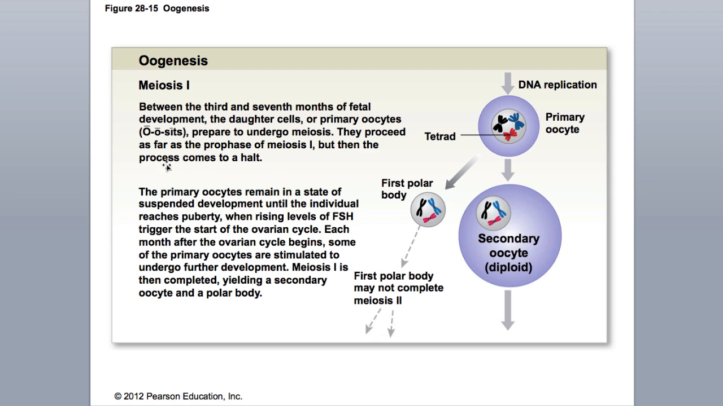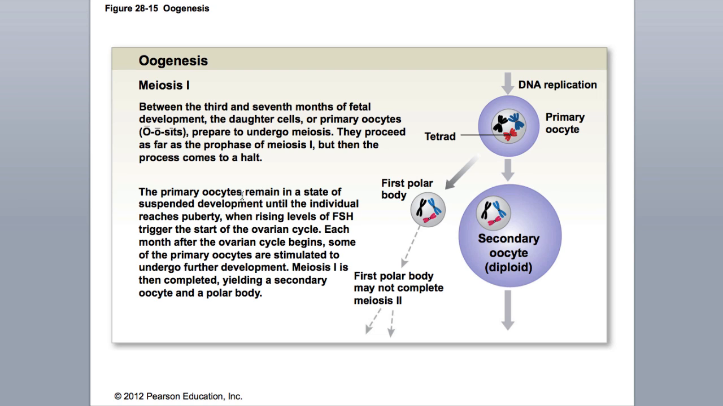They proceed as far as prophase of meiosis 1, but then the process comes to a halt. That's what I'm getting at. So we get up to meiosis 1, prophase, but then the process comes to a halt. Here's the important sentence that you need to continue. So this slide is important.